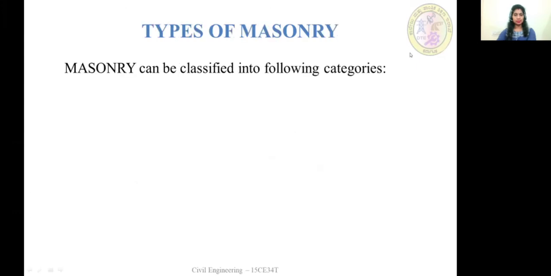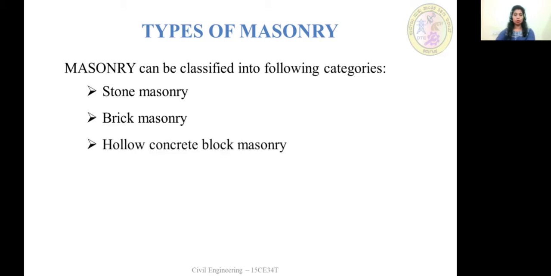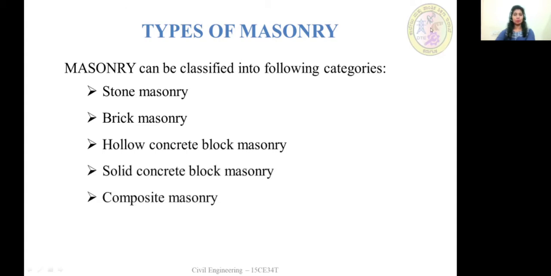Next, we'll see types of masonry, depending upon the building units used in the construction. Masonry can be classified into the following categories: stone masonry, brick masonry, hollow concrete block masonry, solid concrete block masonry, and finally composite masonry.